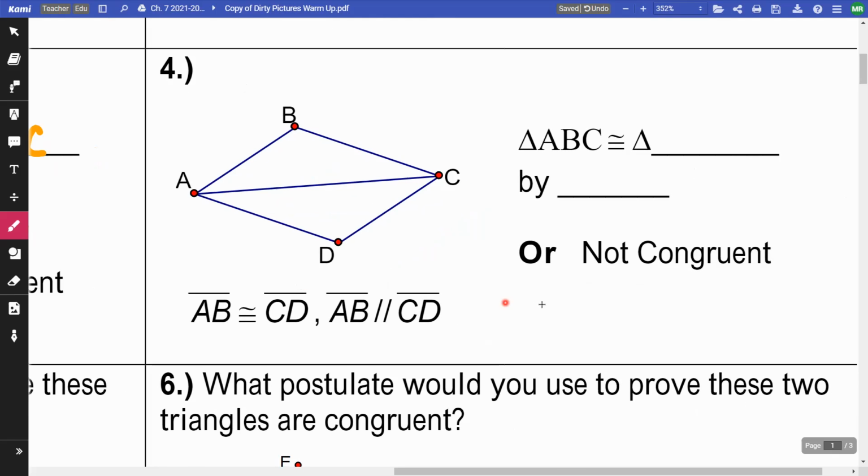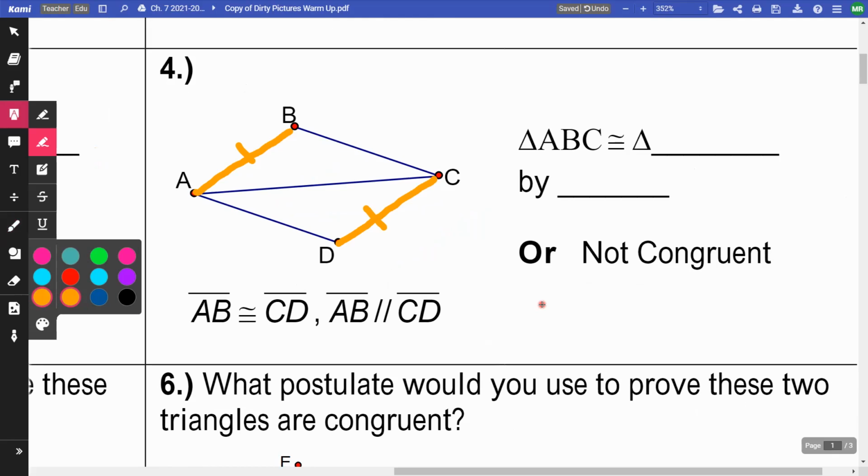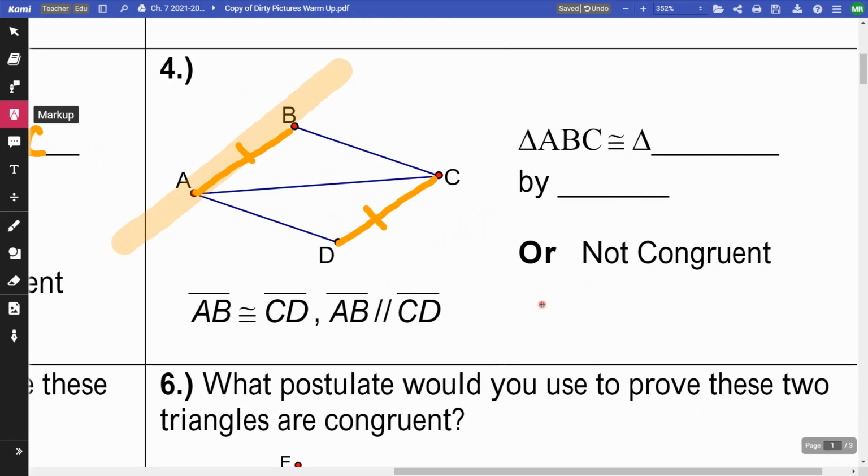On 4, we know that AB is congruent to CD, so those are going to be the same. They also are telling us that this line is parallel with this line. So what that means is we have maybe a transversal. So this line right here, which actually is shared between both triangles, is going to be the same in both triangles. So again, that's the reflexive property.